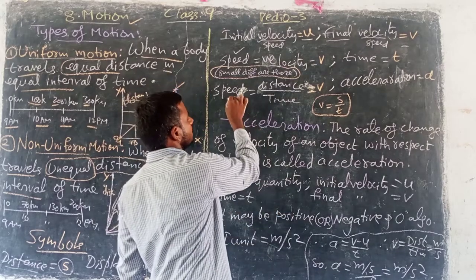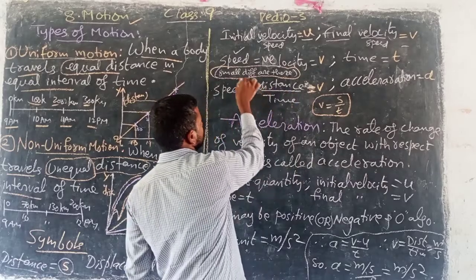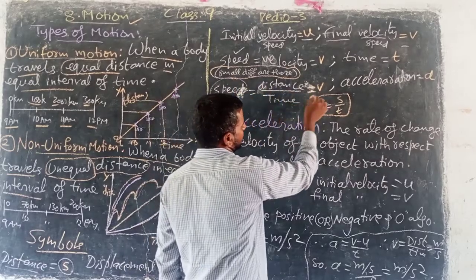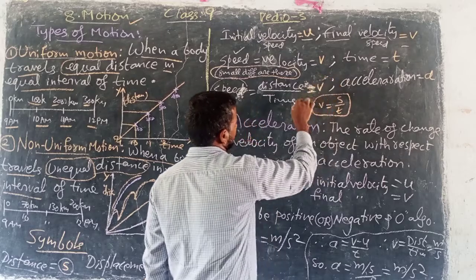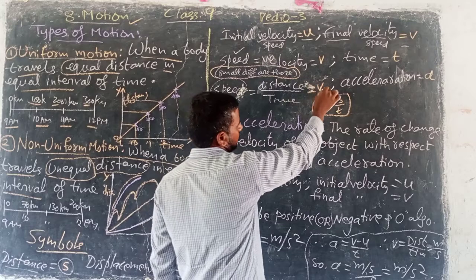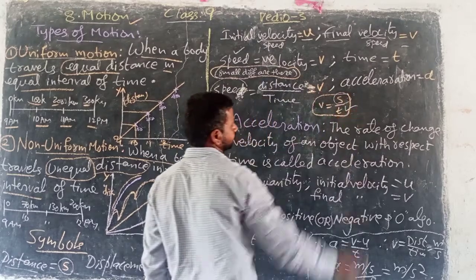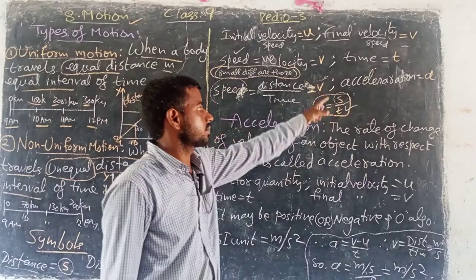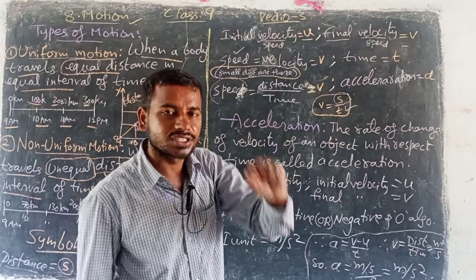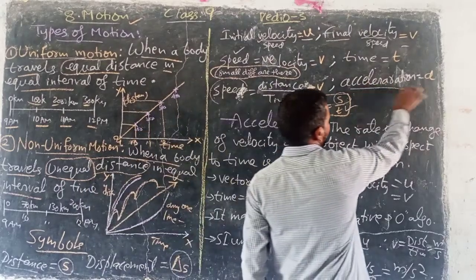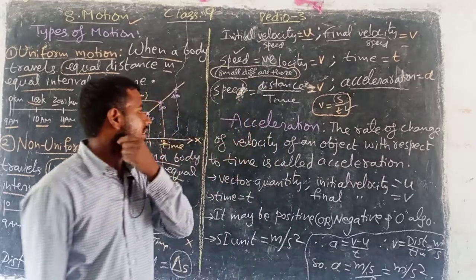Look here, speed is equal to distance by time. Speed is equal to distance by time, and we can show it as v, velocity. I told you already, speed is equal to velocity, v. And v is equal to distance by time. Acceleration, a. Time, t.